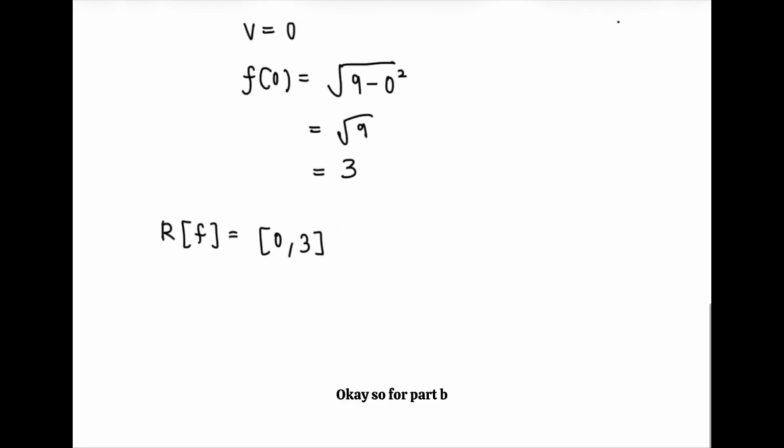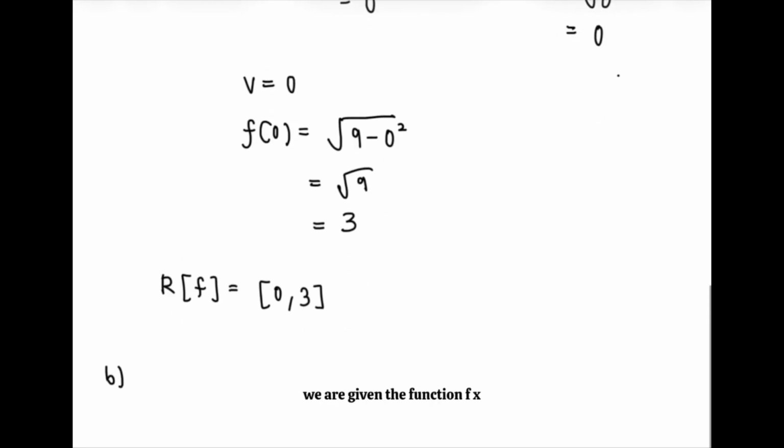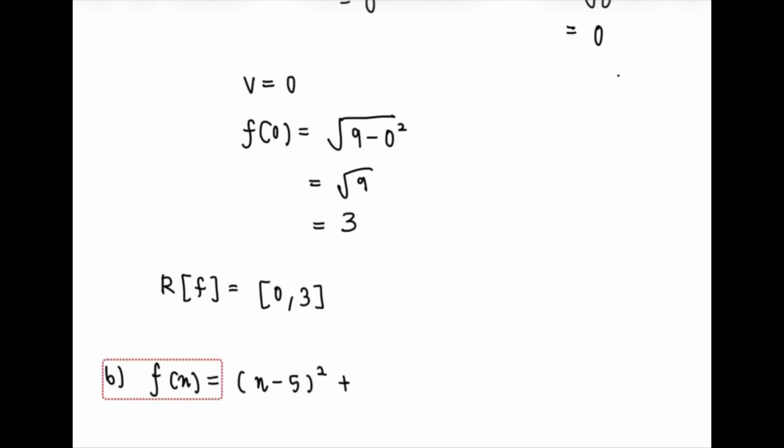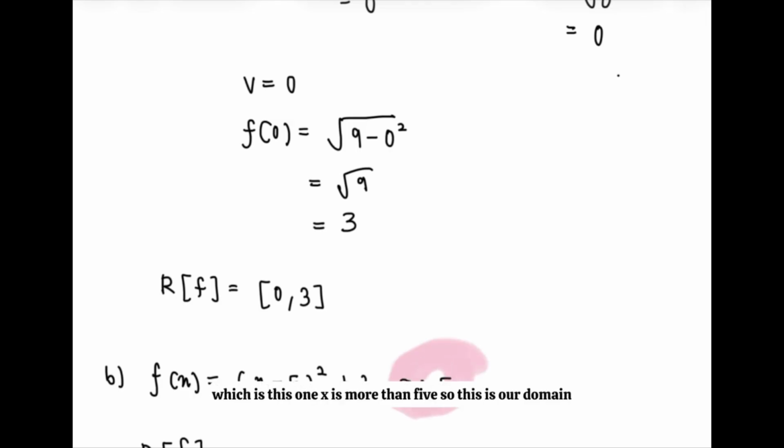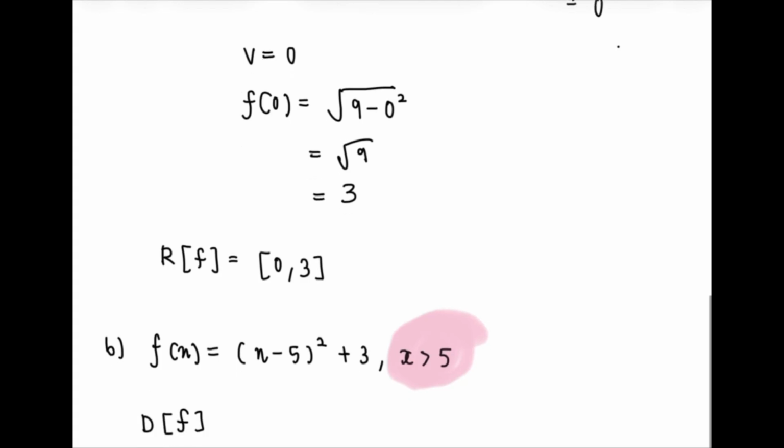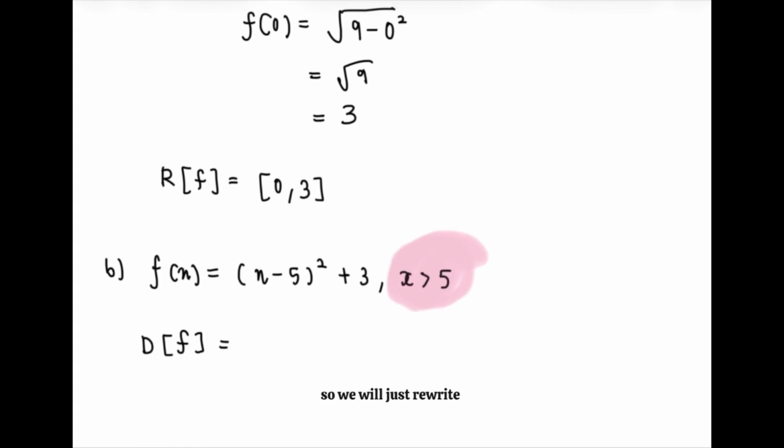Okay, so for part B, we are given the function f(x) equals (x minus 5) squared plus 3 when x is more than 5. So to find the domain, it is actually already given to us, which is this one, x is more than 5. So this is our domain. So we will just rewrite that as round bracket 5 to infinity.